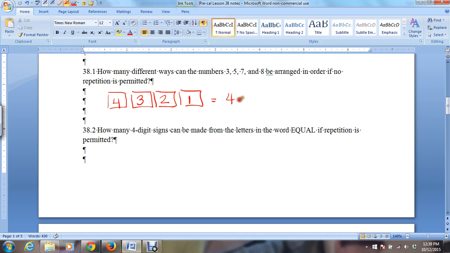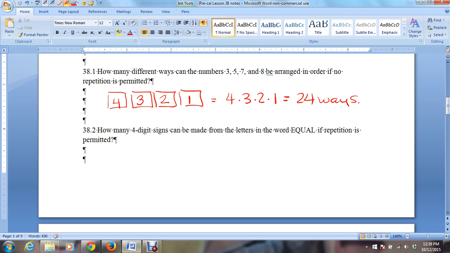So this is 4 times 3 times 2 times 1, which is 24 ways. So there's 24 ways to arrange the numbers 3, 5, 7, and 8 without repetition. There are 24 permutations of those 4 digits that we could write.